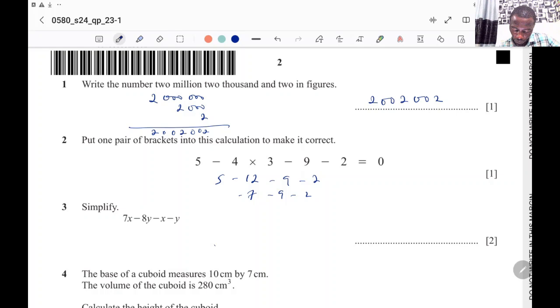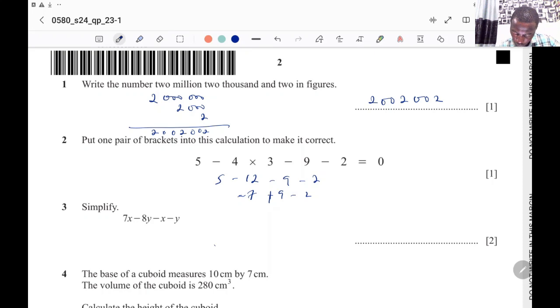The solution is that if I put plus here instead, the minus is still there, sorry. If I put plus there, I'll have minus 7 plus 9 give me 2. 2 minus 2 is 0. So it means the answer falls between this range.